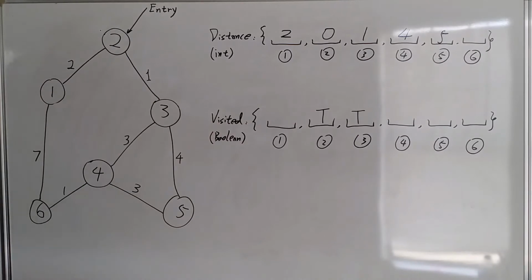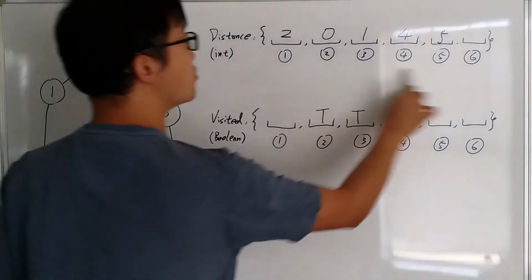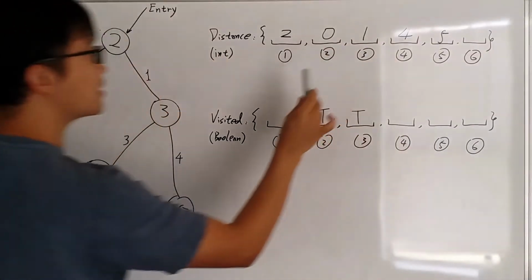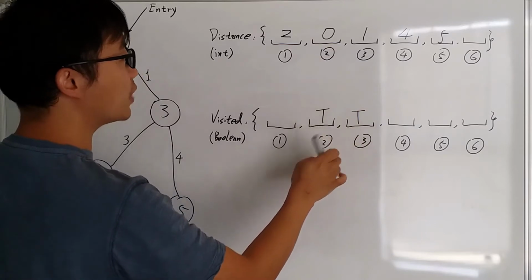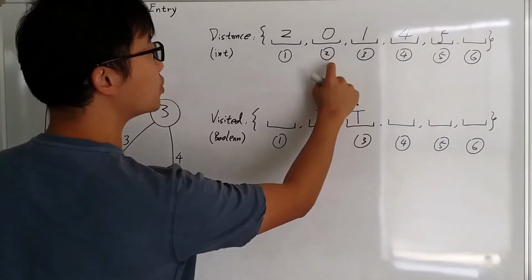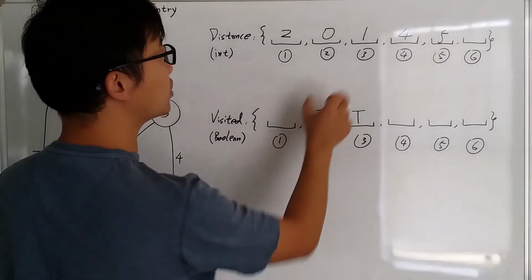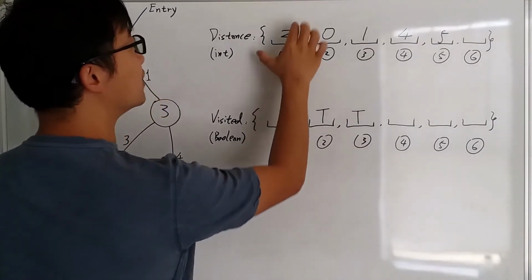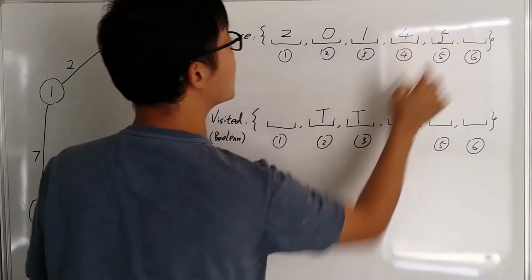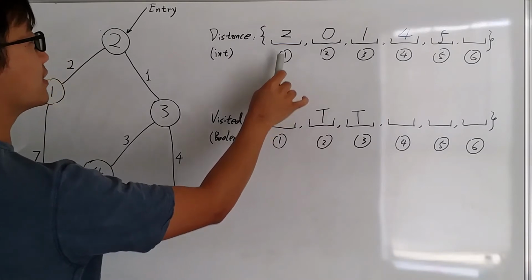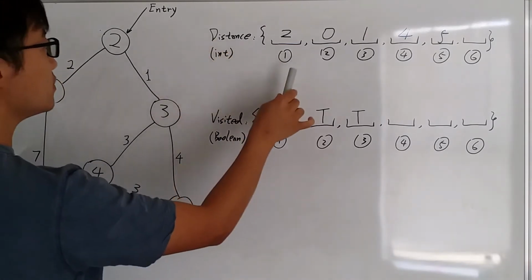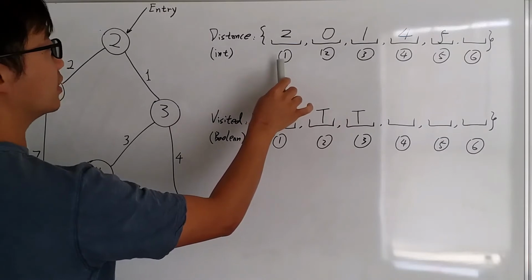Next, who are we going to check in the next round? As we did before, we check this array for the node with the least distance that hasn't been checked before. We already checked nodes 2 and 3, so we don't need to consider them. We compare this node and this node. At this moment, we can see node 1 has the least distance to the entry. So now we check node 1.